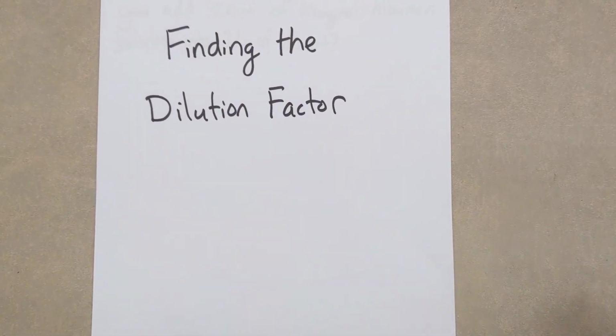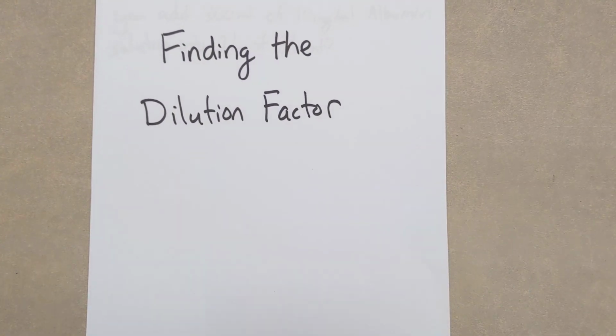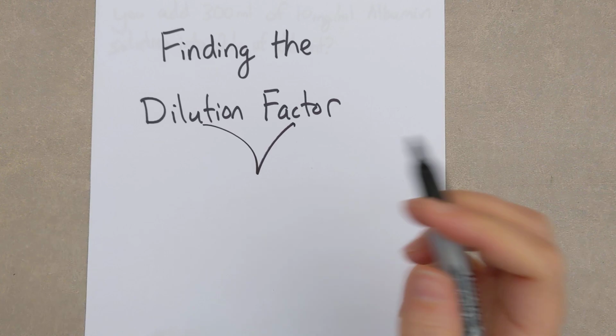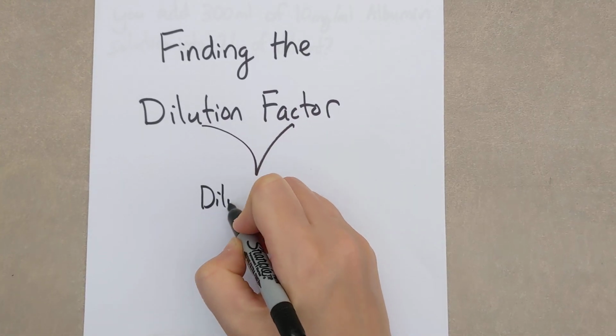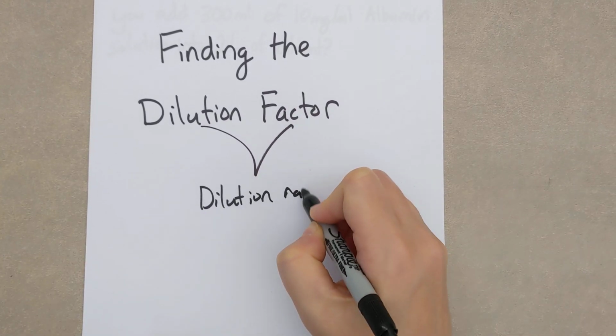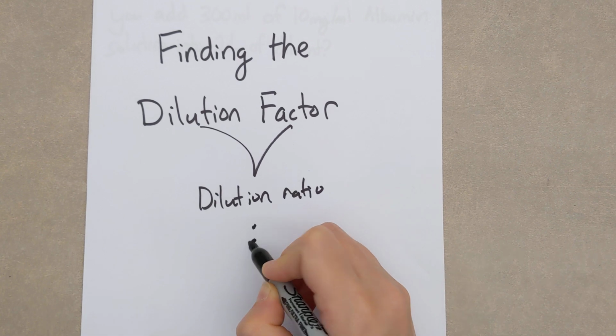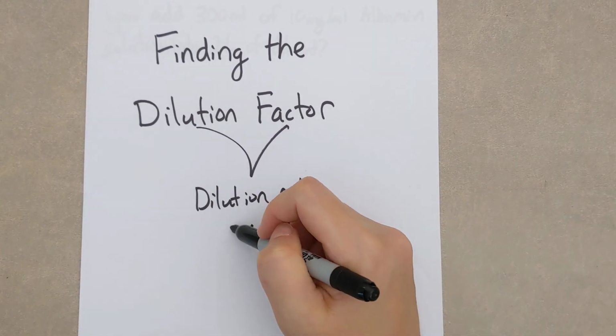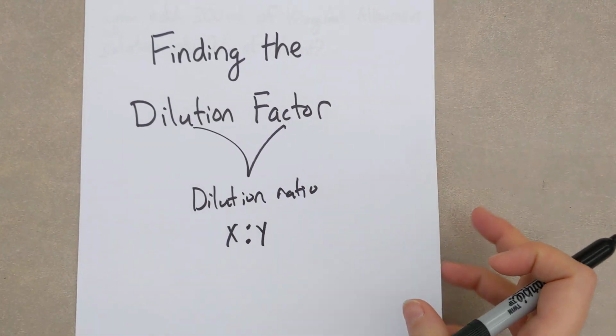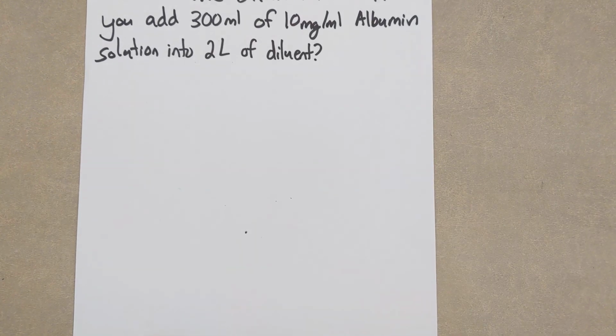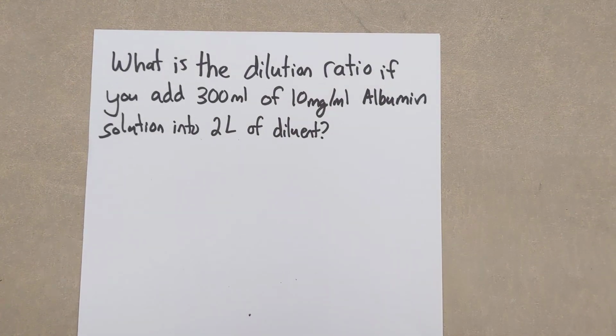And now we're going to do finding the dilution factor. Remember that a dilution factor can also be called a dilution ratio. And that means that they are looking for your answer to be in a ratio format. So here's our sample question.